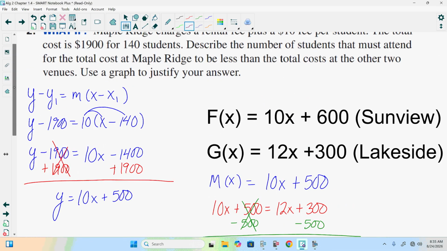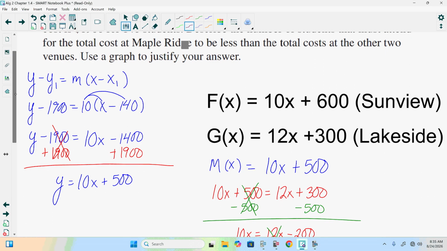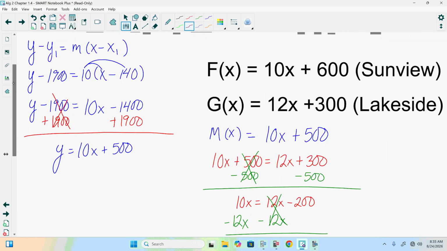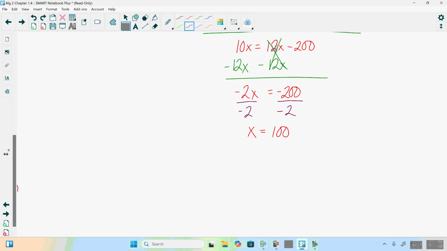Describe the number of students that must attend for the total cost at Maple Ridge to be less than the total cost of the other two. If a question like this was on the ACT, they gave us the information about the two venues, figuring out the total cost, I will guarantee you that 100 students would be an answer. It is not the right answer. Because at 100 students, Maple Ridge and Lakeside are the same. Because it's asking how many students must attend for Maple to be less than the other two.